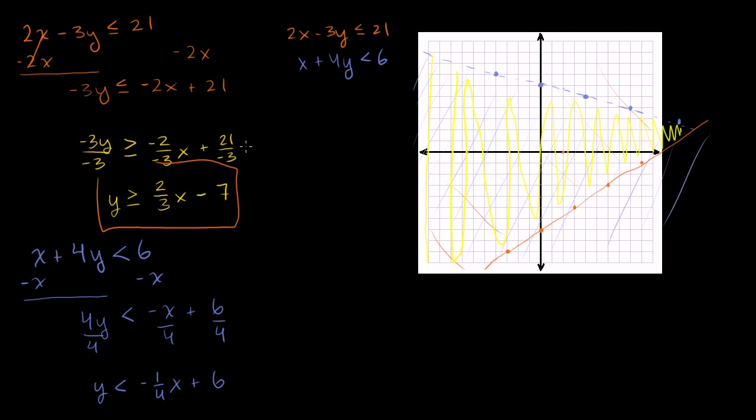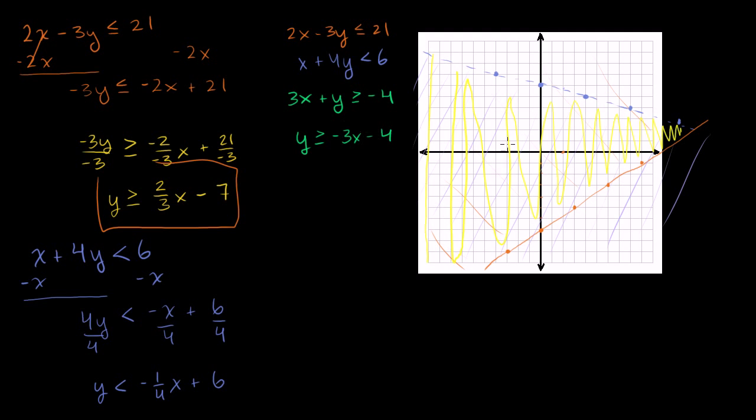Now, what if, just for fun, we were to add a third inequality? Let's add a third one in green. 3x plus y is greater than or equal to negative 4. Well, it's the same drill. We put this in slope-intercept form. So you get y is greater than or equal to negative 3x minus 4. I just subtracted 3x from both sides.